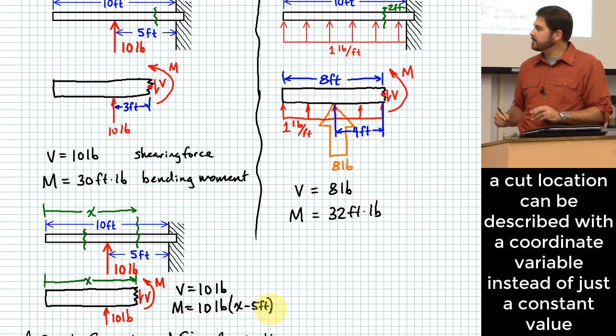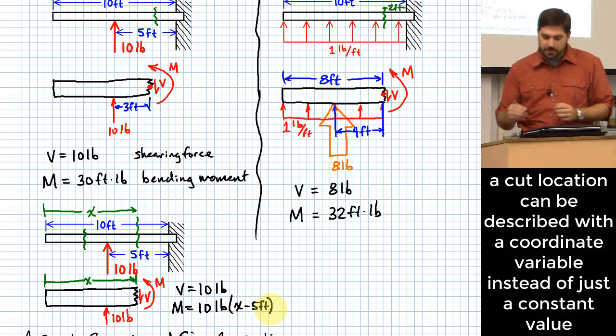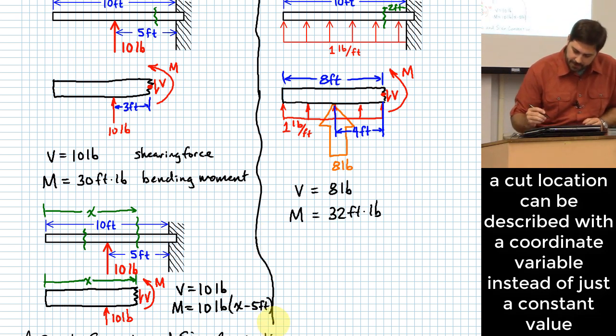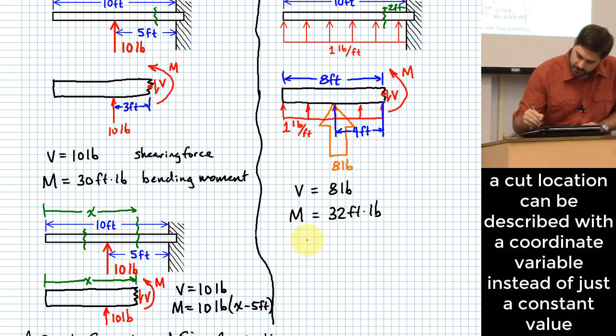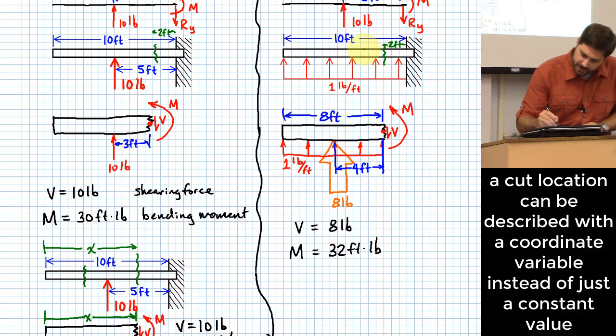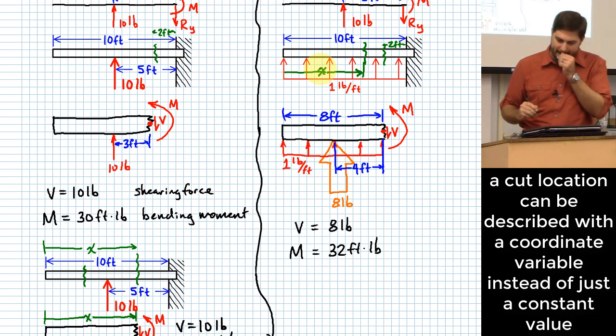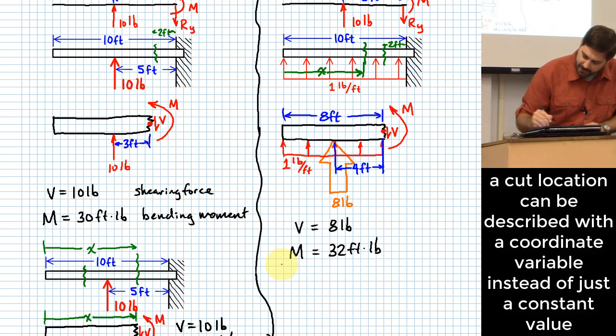Does that make sense? Could I do the same kind of thing for the other case? In other words, what if I took my original case that I had right up here at the beginning and I said, I'm going to make a cut, instead of at 2 feet, at X. What would that free body diagram look like?